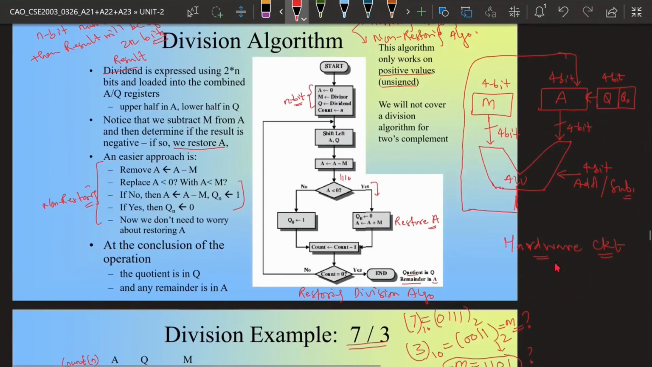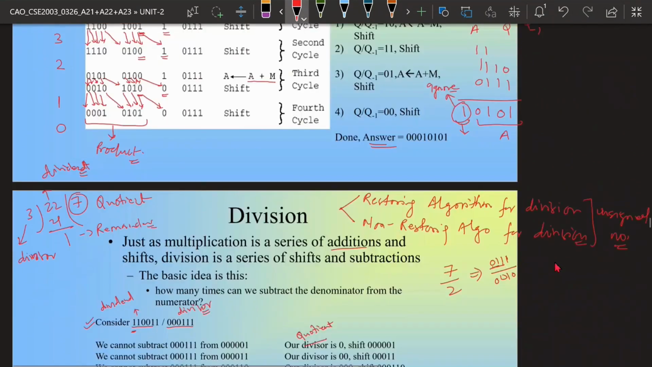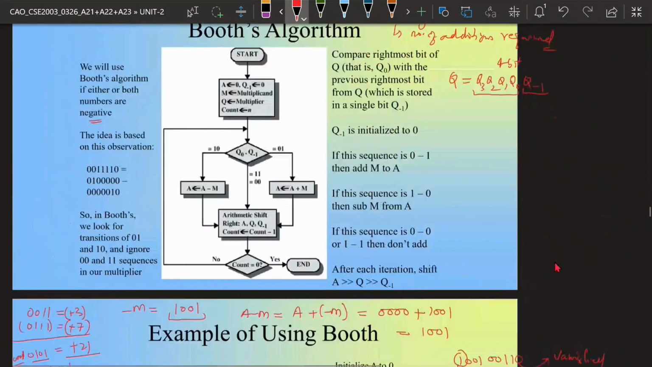Similarly, we can implement the hardware requirement in case of both algorithms also. In case of both algorithms, what we were doing is again the subtraction and the addition. Along with that, we were doing the shifting. So here shifting of A, Q and Q minus 1 bits is being done.